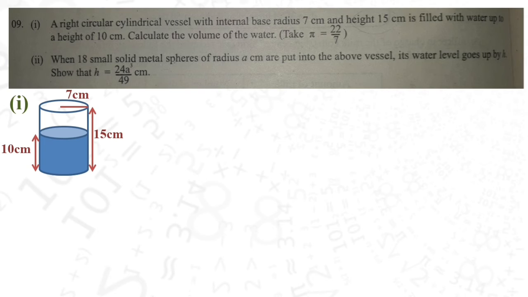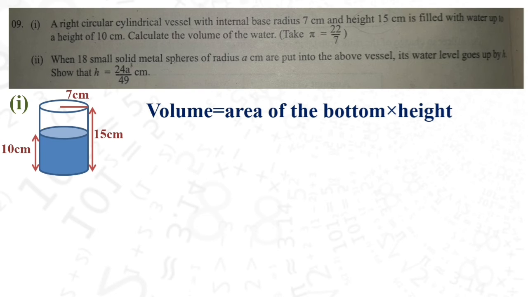In my previous videos also I have given you a method, that is identify the figure, put the correct formula, substitute correct values, then there's nothing to worry, you will have the answer easily. Here, identify the figure, this is a cylinder. Put the correct formula, area of the bottom into height. Area of the bottom means a circle, so we can multiply pi r squared into h. Now for the third step we have to substitute the correct values.